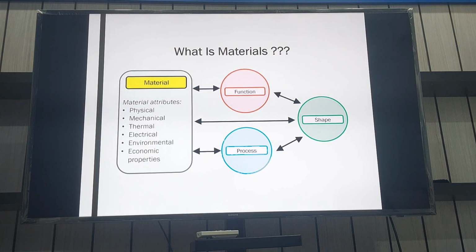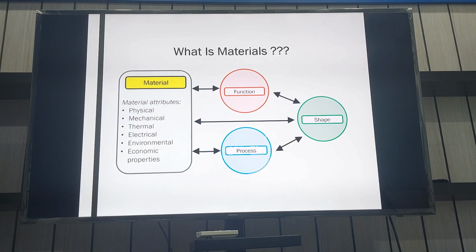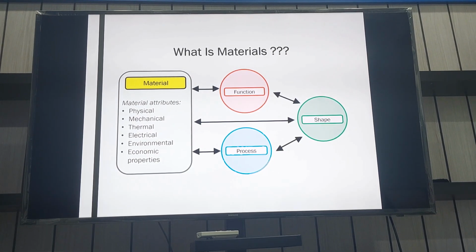So can you explain about this picture? Material has attributes, namely physical, mechanical, thermal, electrical, environmental, and economic properties. And they will go through processes. Some processes will produce a shape, and then a different shape has a different function. Can you explain about this?